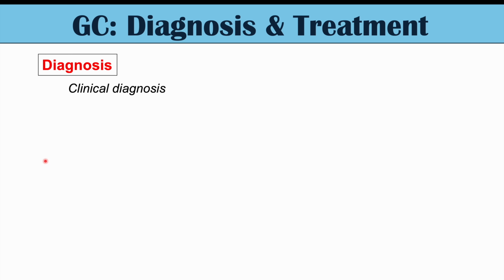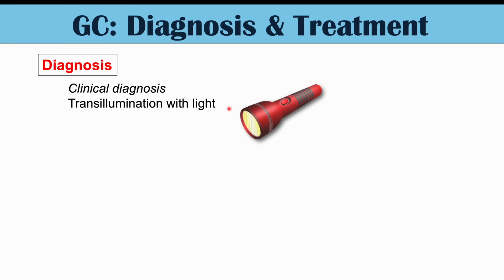One way to help distinguish between ganglion cysts and other types of solid masses is by doing transillumination with light. So essentially taking a pen light, dimming down the lights, putting the light against the ganglion cyst, and because the ganglion cyst is full of fluid, the light will pass through it. But if it's a solid mass, the light will not pass through it. So that's a quick way to assess, is it fluid-filled or is it a solid mass?